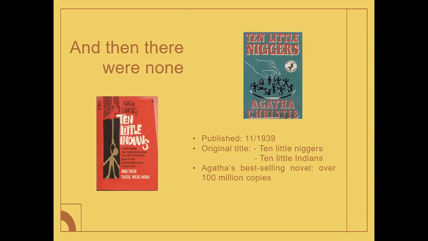Some outline about our book. It was published in November of 1939. It had 2 other names, Ten Little Niggers and Ten Little Indians, but these 2 names were too offensive, so we ended up with the current name, And Then There Were None. This book is Agatha's best-selling novel with over 100 million copies worldwide.